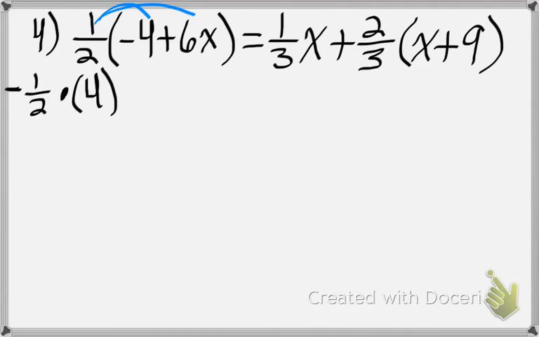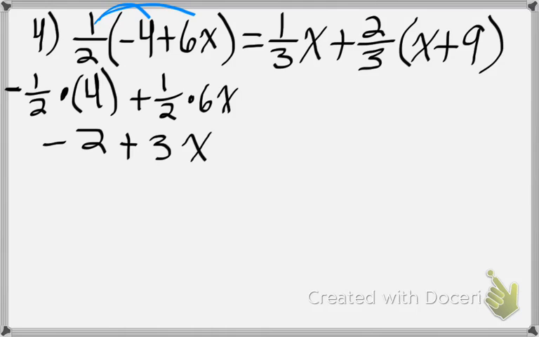So we're going to end up with half of 4 is 2, so that's going to be negative 2. Regardless of who you made negative, that's what it's going to come out to. And half of 6x, or half of 6, is 3, so we end up with plus 3x. So that left side equals negative 2 plus 3x. Well, look, no more fractions. So now let's do the right side.